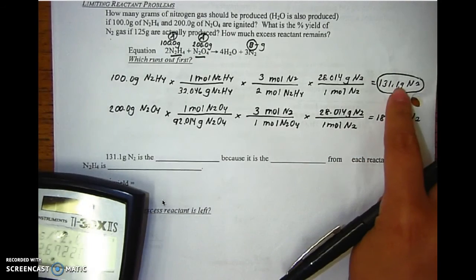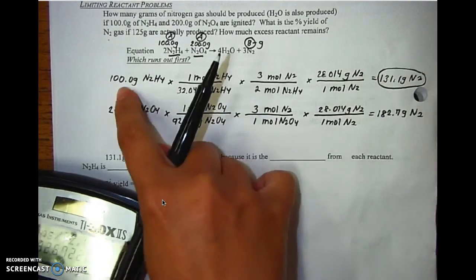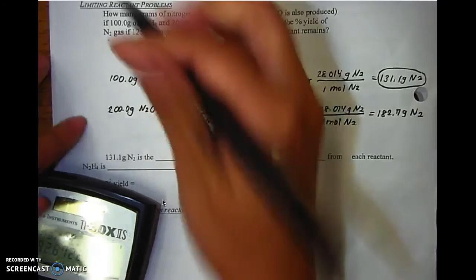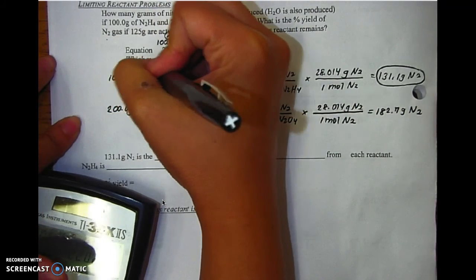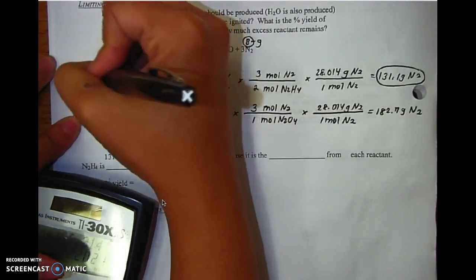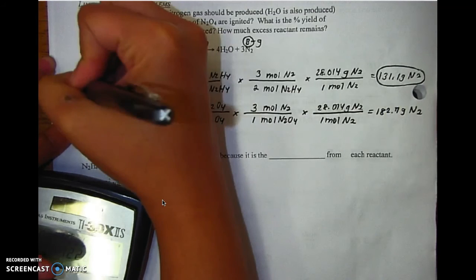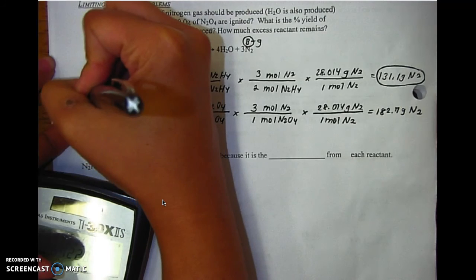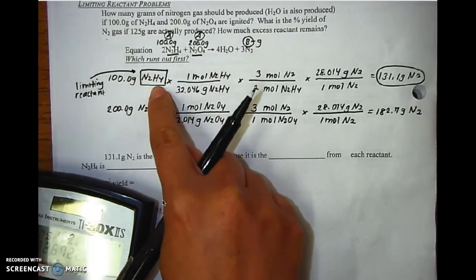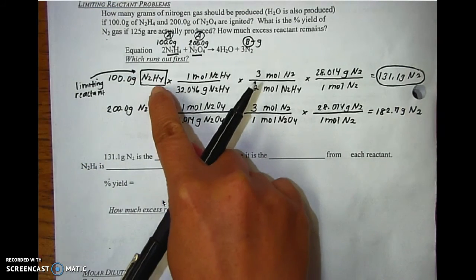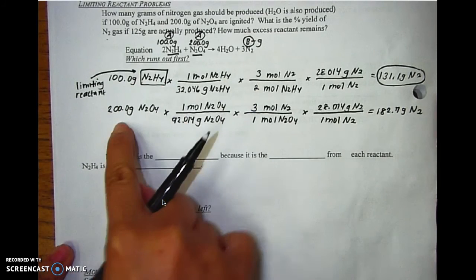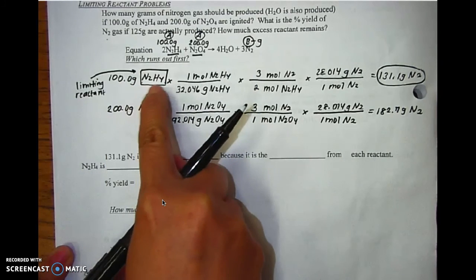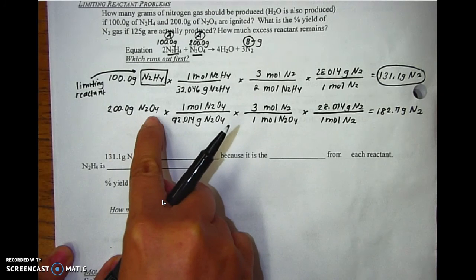Okay, so here you could tell between this and this, I have less nitrogen gas that's produced here from the 100 grams of the N2H4. So this indicates to us that the N2H4 right here, this is actually our limiting reactant. This compound runs out first. Even though I have 100 grams and I have 200 grams over here, I don't have enough of this to continue reacting with how much I have right here.